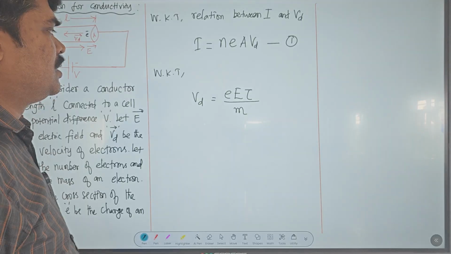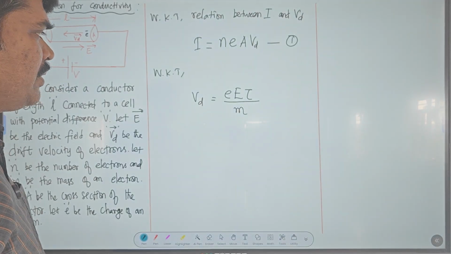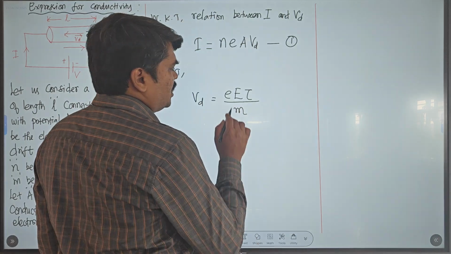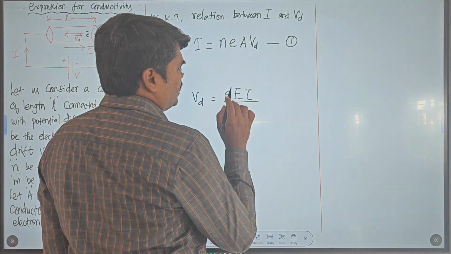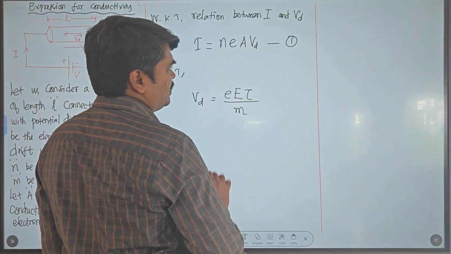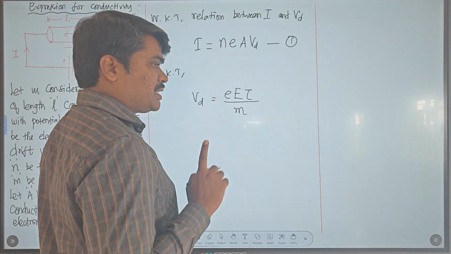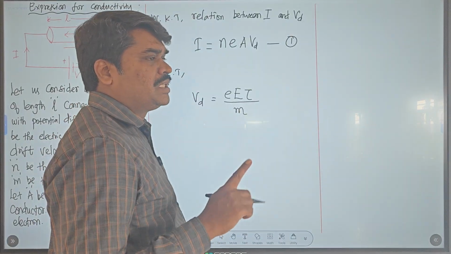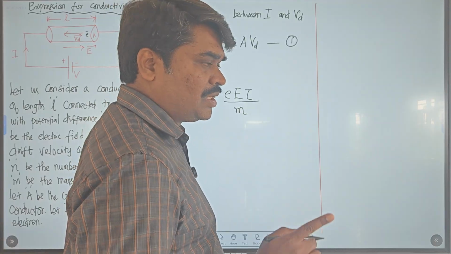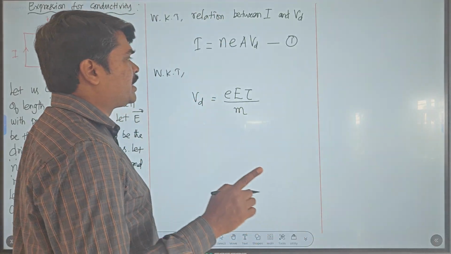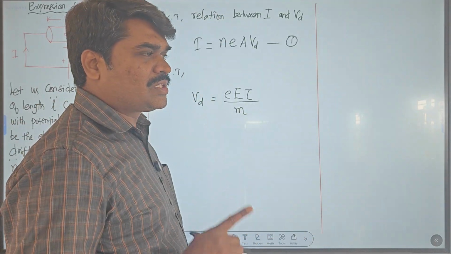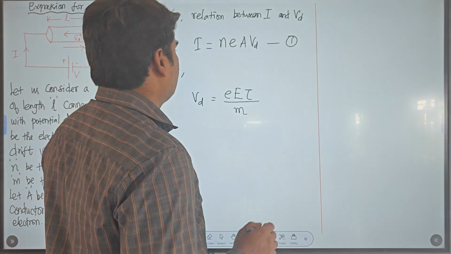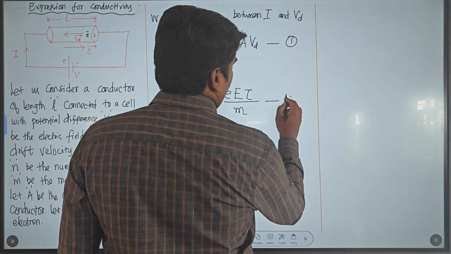So this is the expression that we get for drift velocity in terms of charge of an electron, magnitude of the electric field, relaxation time and mass of an electron. Now relaxation time is another definition where we speak about the average time between two successive collisions of a drifting electron. When it comes to drift velocity, it is the velocity with which an electron drifts under the influence of an electric field. So I take this as equation 2.